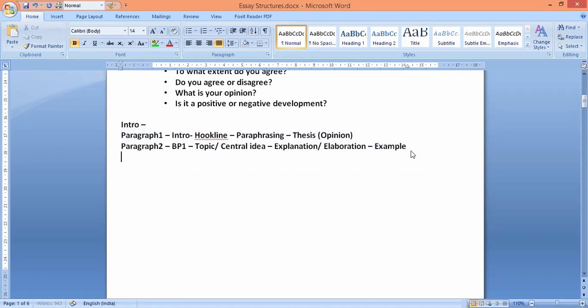And paragraph 3 in your essay is BP2. The same structure: topic idea, central idea, topic sentence, explanation, elaboration, and example. And then what is paragraph 4? Conclusion.